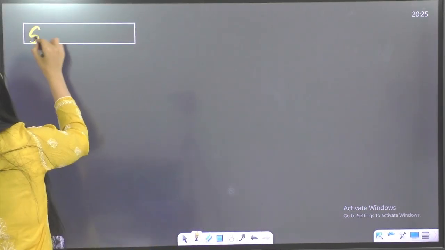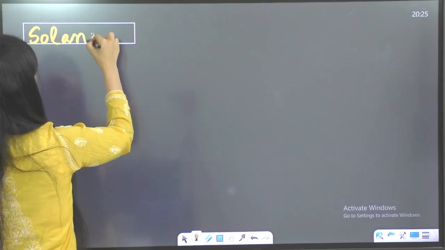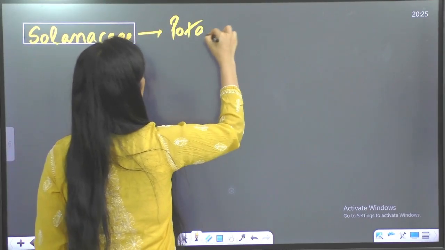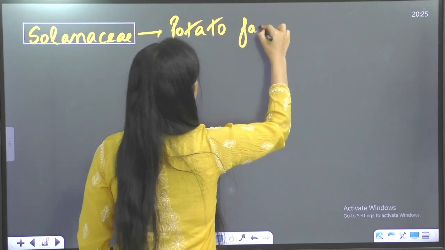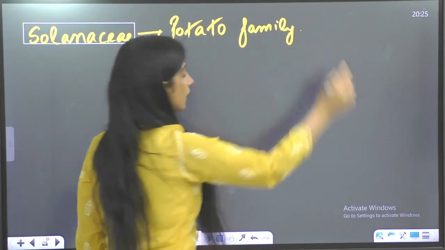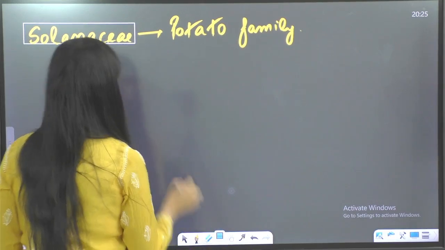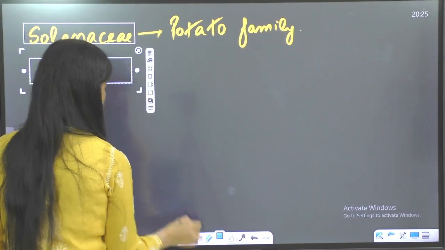Let's go to Solanaceae family, or the potato family. This is from the old syllabus, old NCERT. So again, you should be comfortable. So the floral formula.